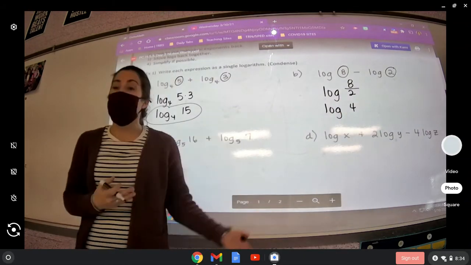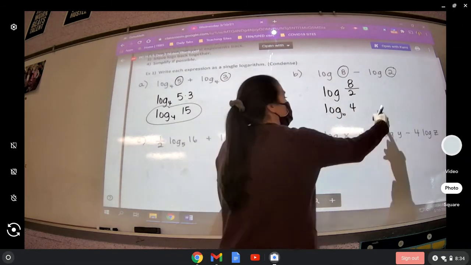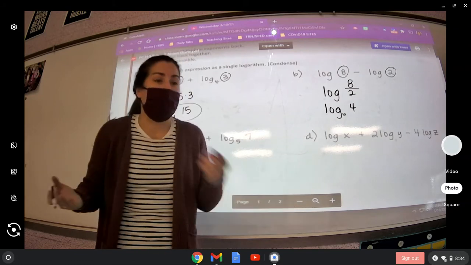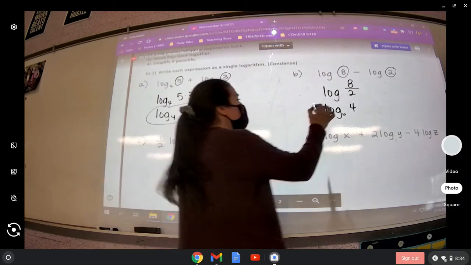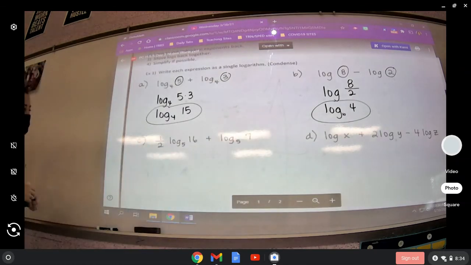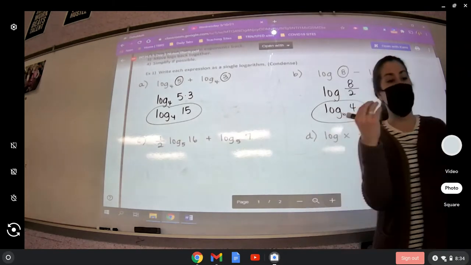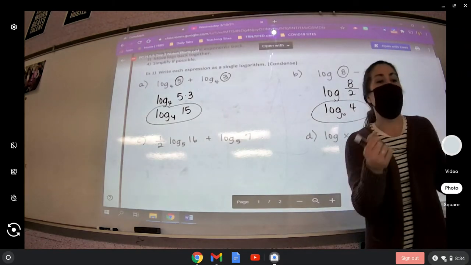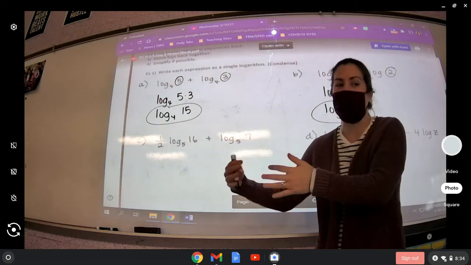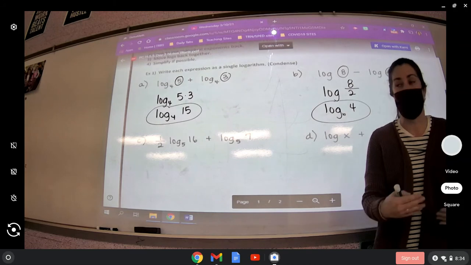Now ask yourself, do you know the answer to this? This is a base 10 log. 10 to what power is 4? I don't know, right? It's definitely a decimal, probably even negative. So now we leave it as log base 10 of 4. Very, very simple. If you have two logs of the same base separated by addition, they can go back using multiplication. Two logs of the same base separated by subtraction can go back to one log using division.